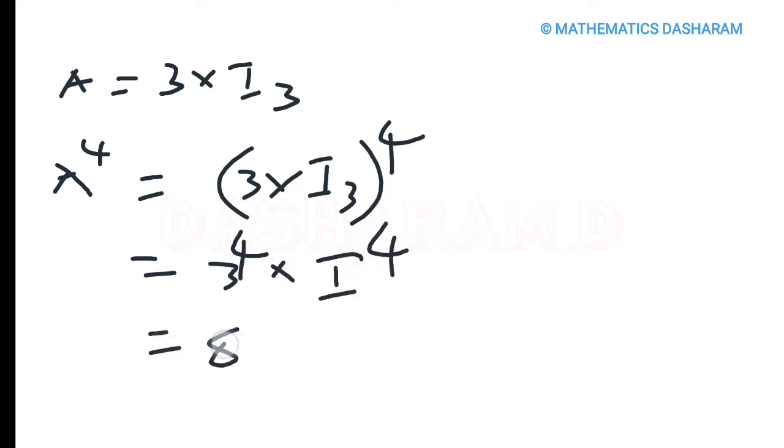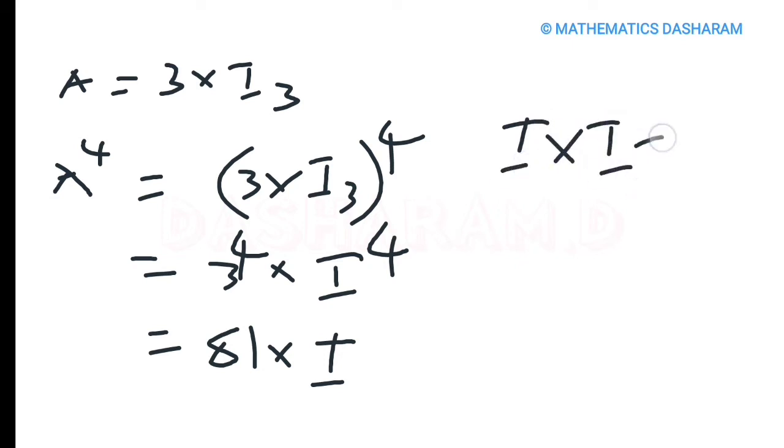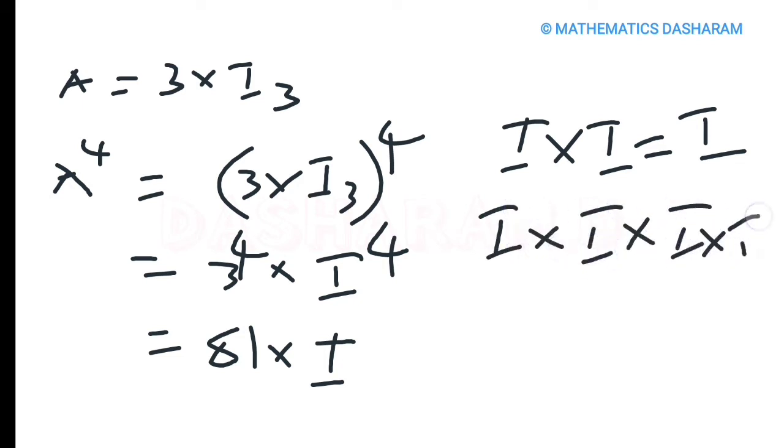3 to the power of 4, answer 81. I to the power of 4 is nothing but I itself. That means when you multiply the identity matrix again, you will get the identity matrix. So I into I into I into I equals I itself. That is why I to the power of 4 answer is I. So now 81 into I, the identity matrix.